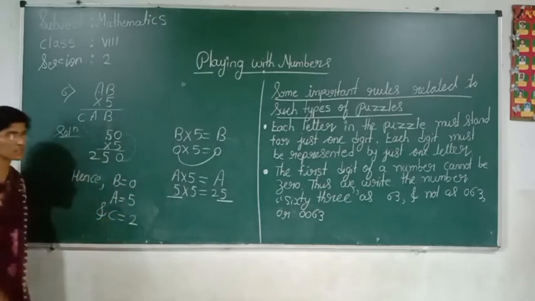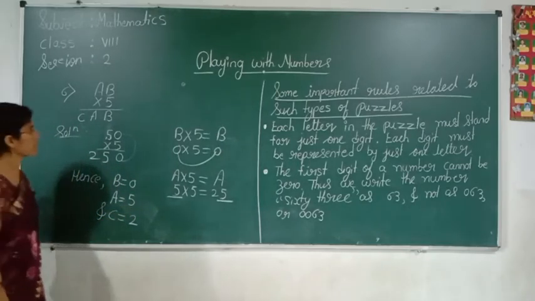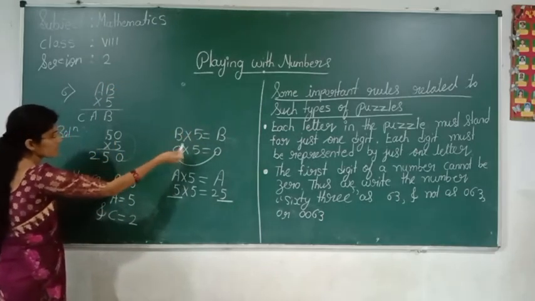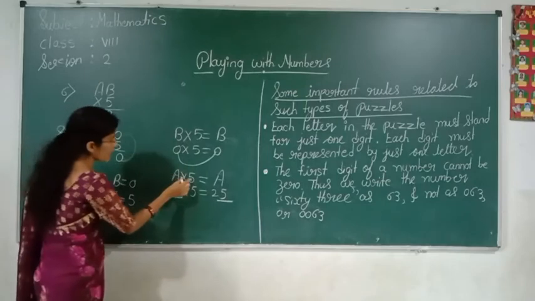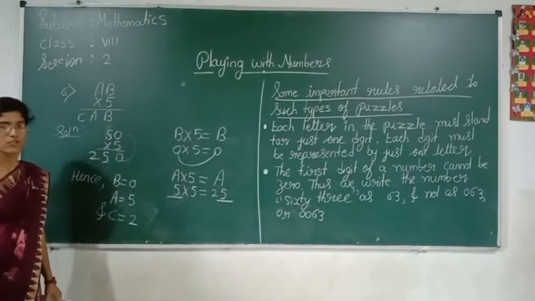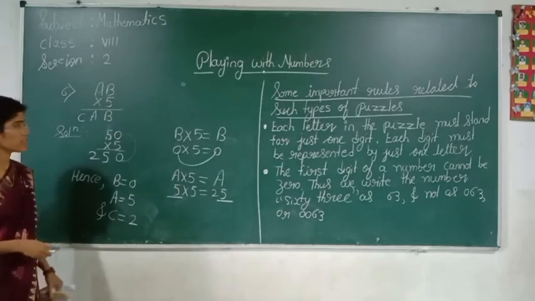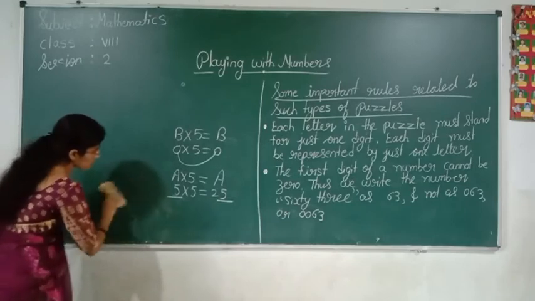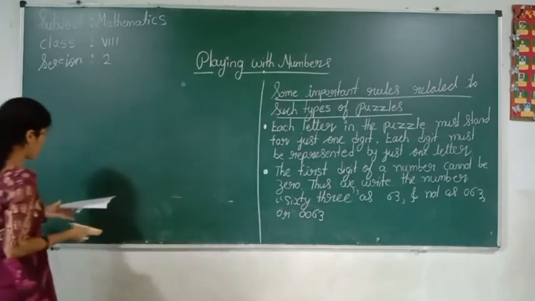What are the steps involved here? The first step is B into 5 should be B. Second step, A into 5 should be A. Okay, we have to find out the digit for that. Now we will see the 7th question that they have given in your textbook.